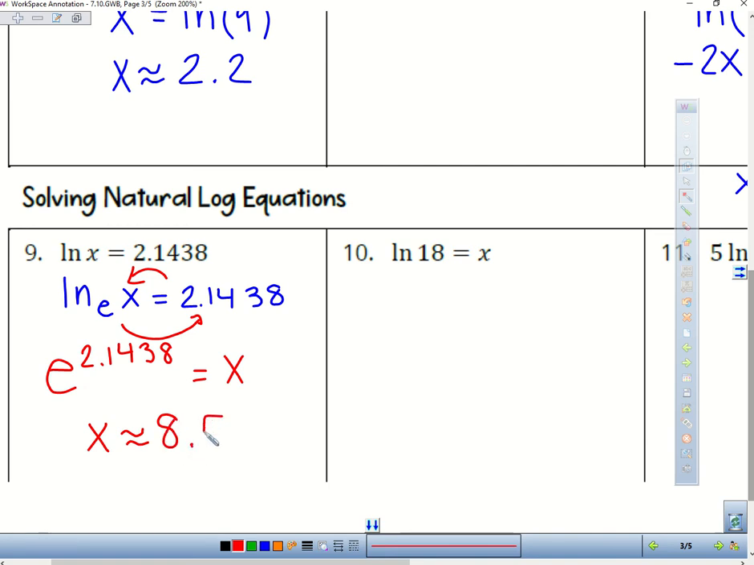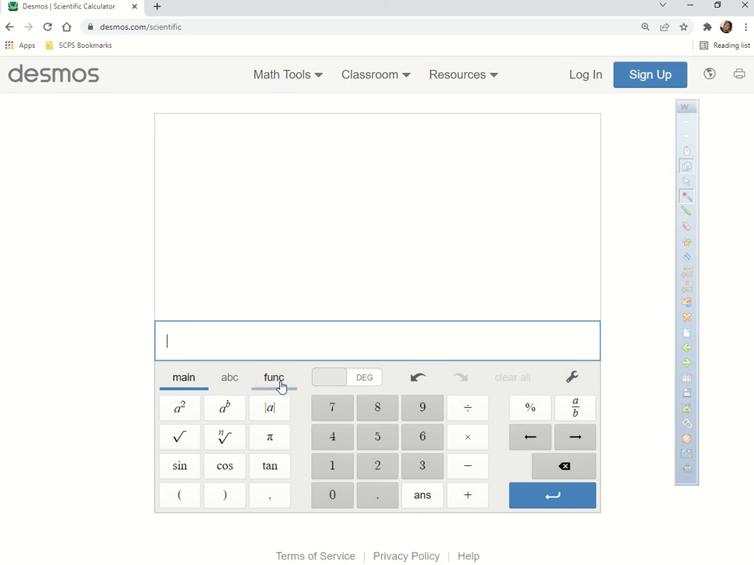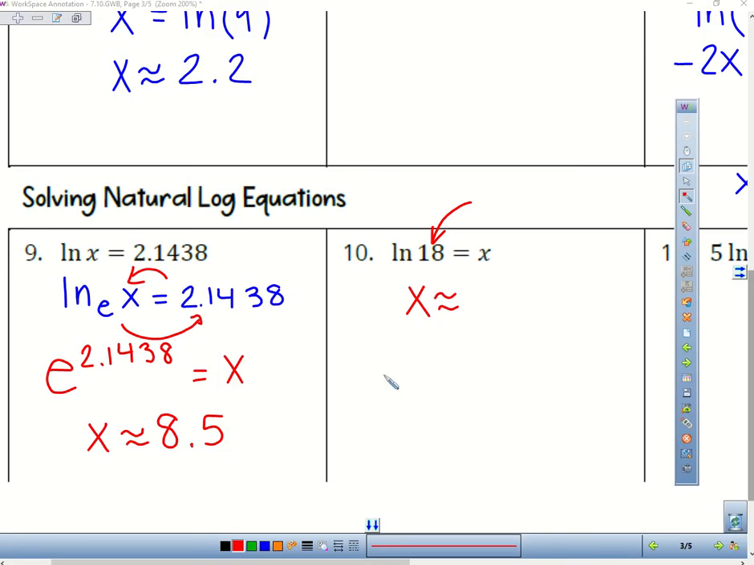Questions about rounding: I'm just kind of picking tenths or hundredths here. On a test or quiz, you know I will be very specific about that, so just make sure you read the question. Whenever it's just ln of a number, all you have to do is put this in the calculator. So you go to your calculator, clear it out, hit the ln button, put in 18, and get 2.89.